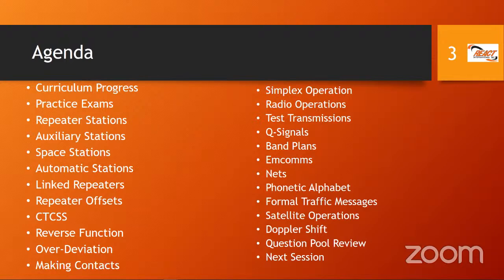We'll also discuss what Q signals are, also the concept of band plans. Then we go into emergency communications, then networks, and we will also talk about the phonetic alphabet. And then we go into talking a bit about formal traffic messages, also known as the radiogram. Then we get into satellite operations. We discuss the concept of Doppler shift, and that's where we'll end with the technical discussion, followed by our usual question pool review. And then we'll give the date of the next session. And also, we have some information on the upcoming exams in Trinidad and Tobago.